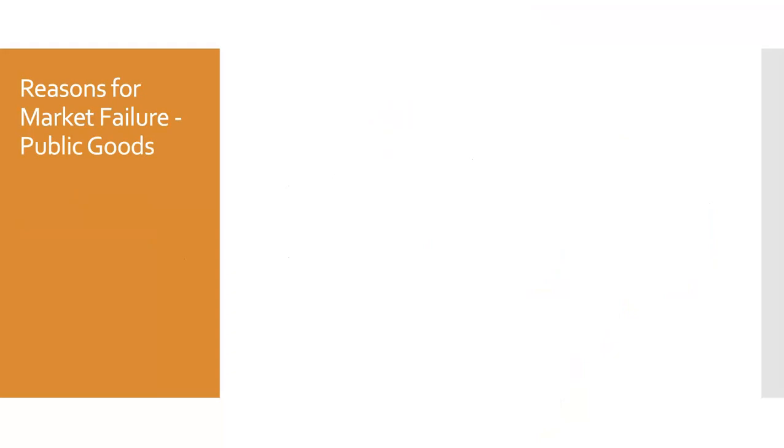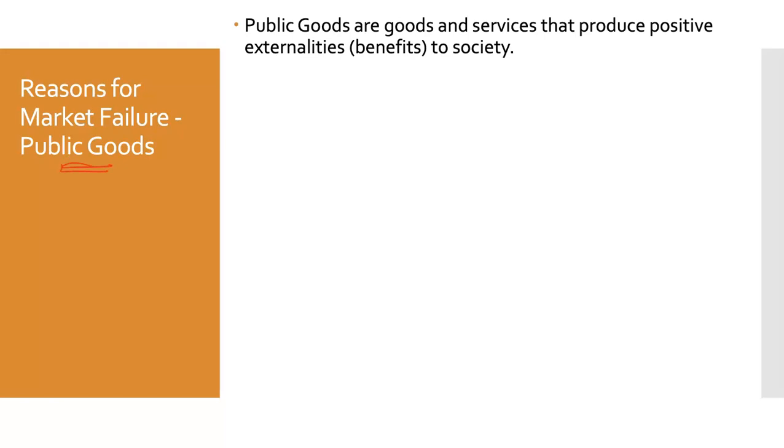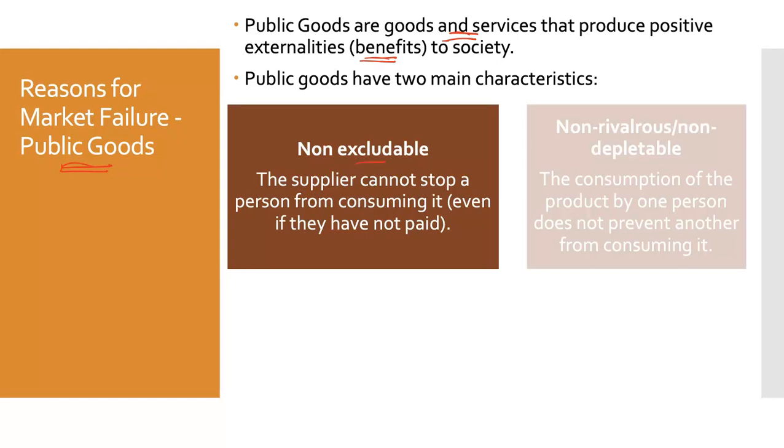Now, the first market failure is what we call public goods. Public goods are goods and services that produce positive externalities or benefits to society. That's why we need to understand externalities first. Public goods have 2 characteristics though, and this is where there's a few technical terms to understand. Public goods are non-excludable. The supplier of the public good cannot stop a person from consuming it, even if someone has not paid for it.